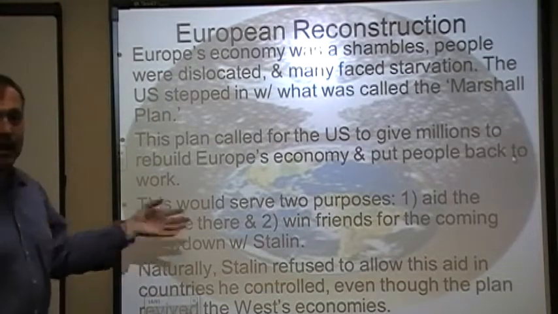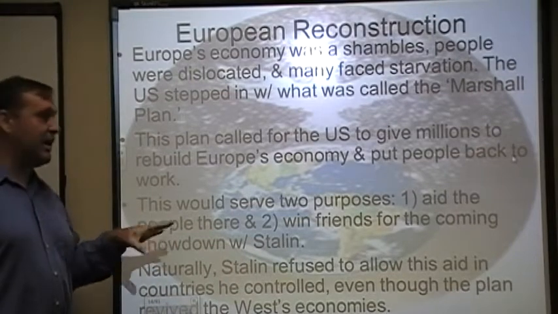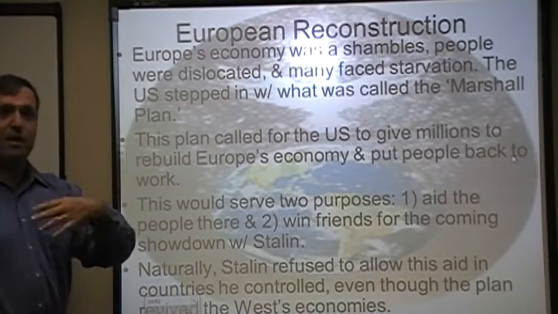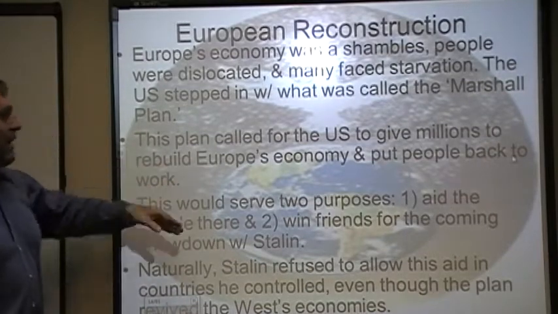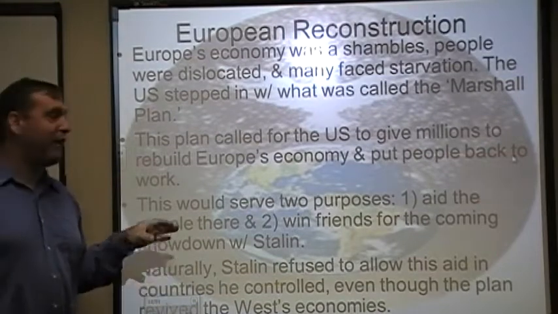Now, naturally, Stalin refused to allow this money to go to any of his puppet satellite states in Eastern Europe. And the reason for that was he didn't want them to be beholden to the United States, even though after several years it became patently obvious that the plan was very, very successful.